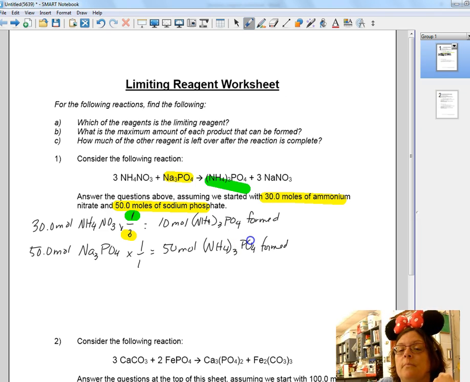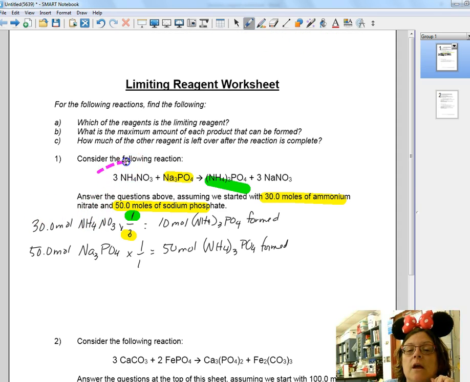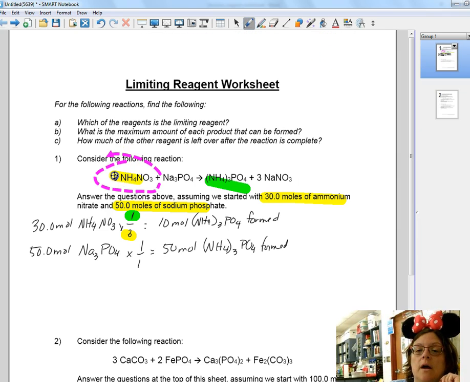Who made more? Well, sodium phosphate made more. That means that our limiting reagent, reactant, is ammonium nitrate. That's going to limit us. Okay? So now we're going to use this. That means this is our given. We're going to forget about our sodium phosphate, and we're going to take away this line here.